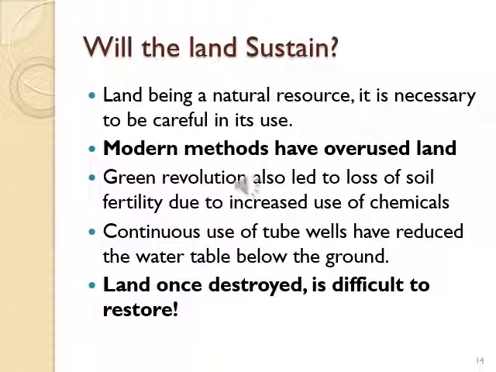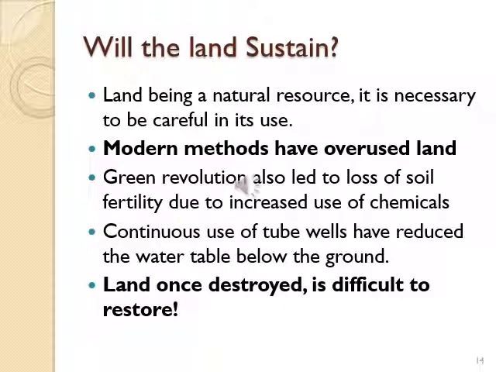So with the increase in use of heavy chemicals, fertilizers and pesticides, how will the land sustain? Land being a natural resource, we have to be very careful in its use. The overuse of fertilizers and chemicals will only drain the land of its important nutrients. And we need to have a fertile soil if we want to keep increasing the production. So how will the land sustain when there is continuous overuse of these chemicals?